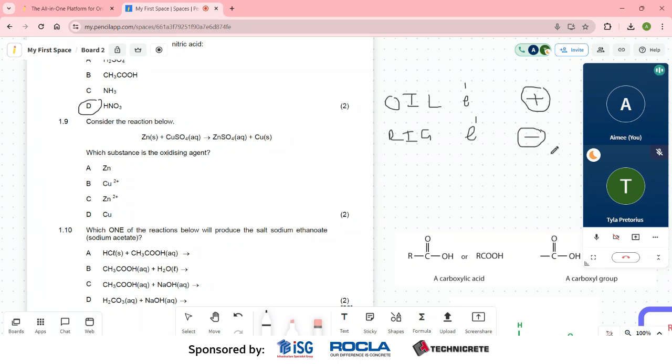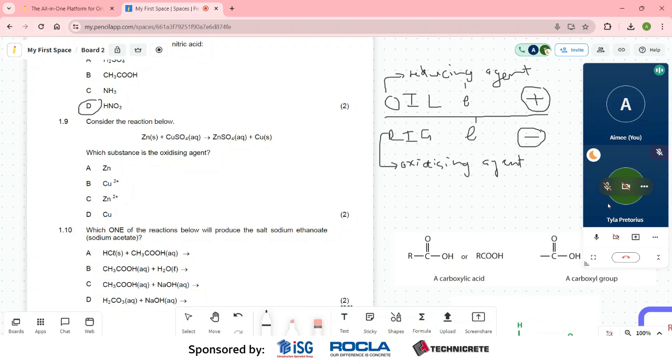Okay, another little rule is that the oxidizing agent undergoes reduction, and the reducing agent undergoes oxidation. So it's opposites. So you need to be very careful.